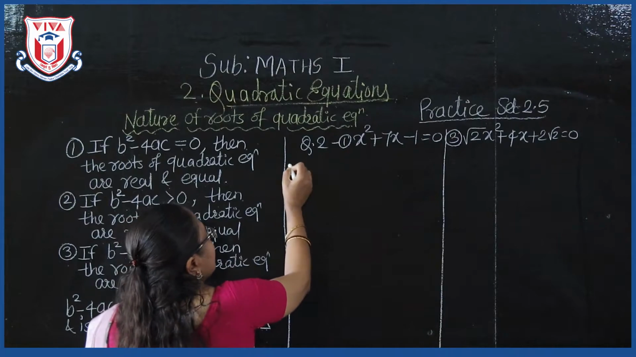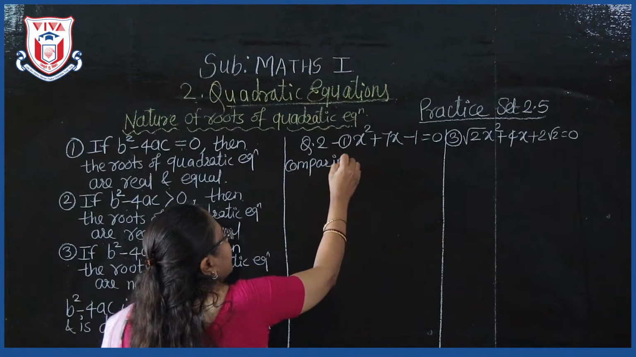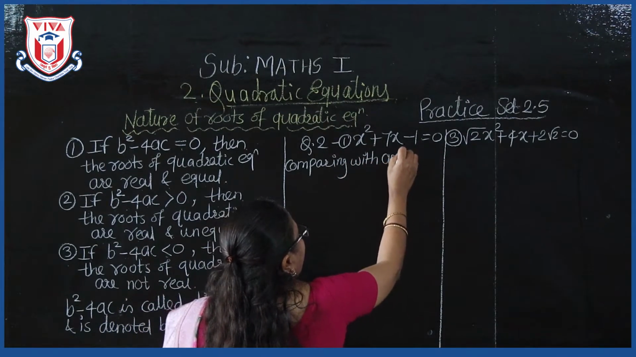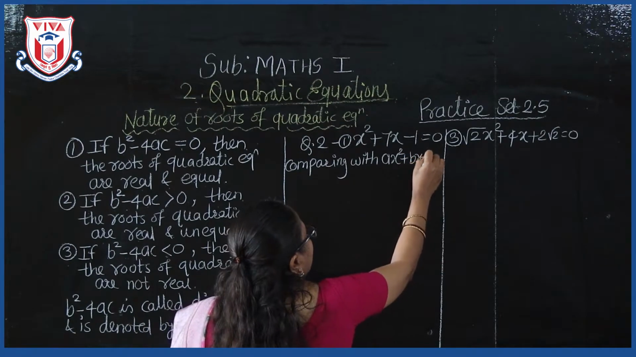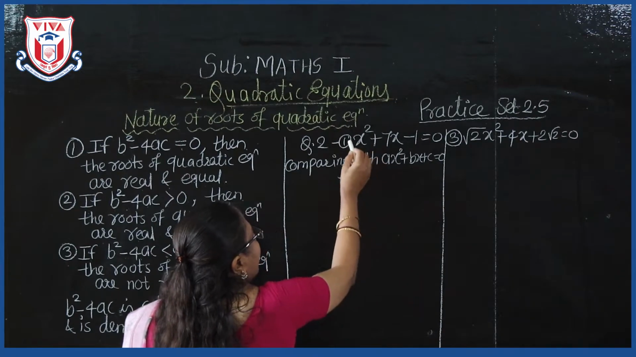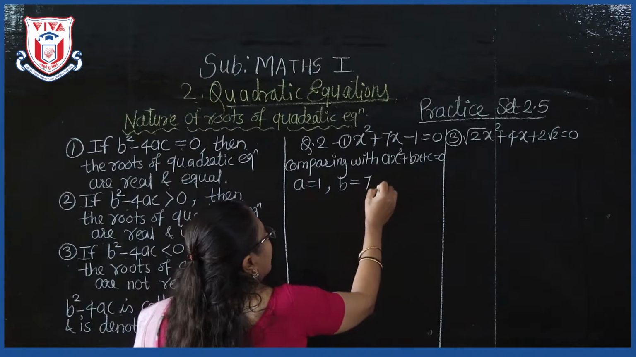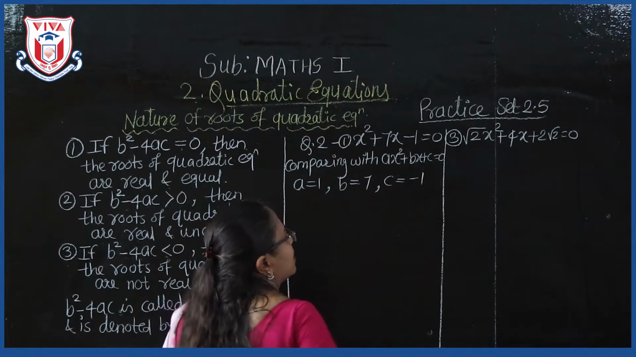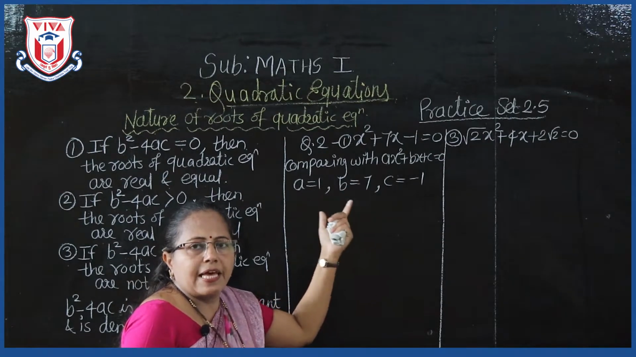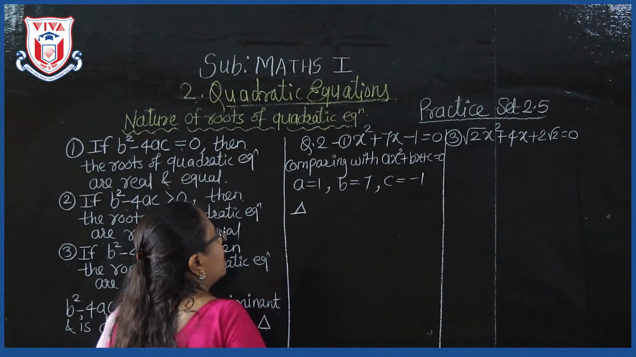So first we will write, comparing with ax square plus bx plus c equal to 0. We get a equal to 1, b equal to 7 and c equal to minus 1. Okay. Now the question is to find the value of discriminant, and discriminant is denoted by the letter delta.